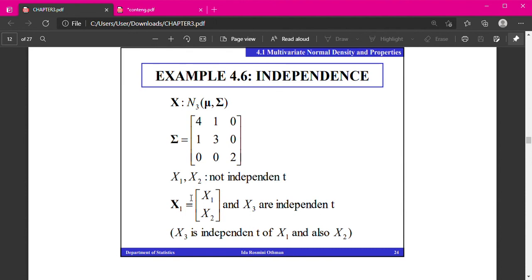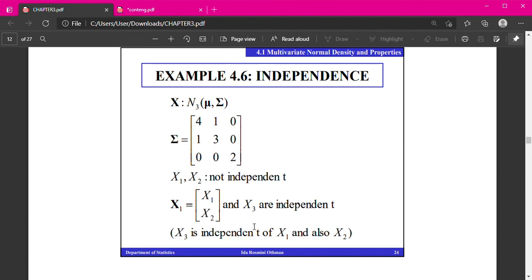We want to know whether X1 and X2 independent or not. So, yang mana? X1 and X2. So, this one lah, X1 dan X2. The value is 1. The covariance of X1 dan X2 adalah 1. So, X1 and X2 not independent. Di sini kan. First row, second column, X1 and X2.